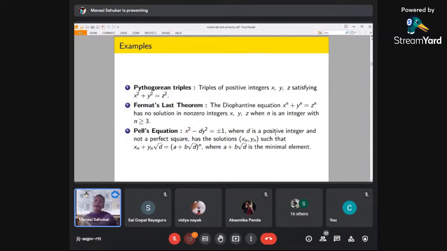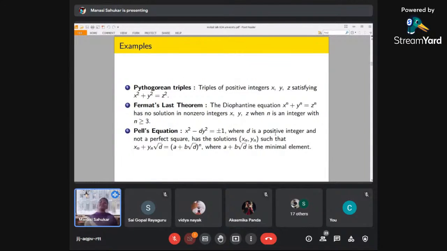The next one, I have a Pythagorean triple. We already know from primary school that if you have a right angle triangle, the perpendicular square plus base square is equal to the hypotenuse square. There we get a Diophantine equation, that is x square plus y square is equal to z square. We already know how the solutions look like.